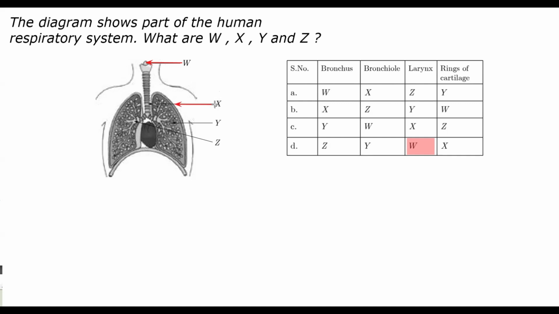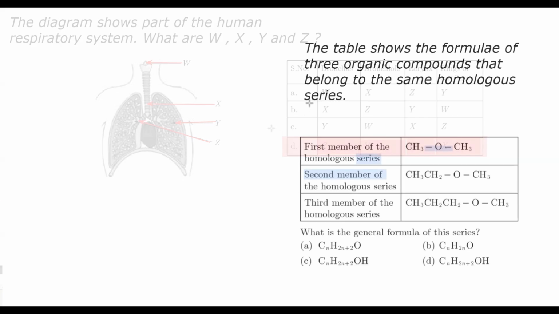What is X here? X is ending here, that is rings of cartilage. So X is rings of cartilage. And next is Y. Y is terminating over here, I think. So it should be bronchioles, and Z should be bronchus, right? Bronchus gets branched into bronchioles. So that means Z is bronchus and Y is bronchioles. So therefore D is the correct option in this case.